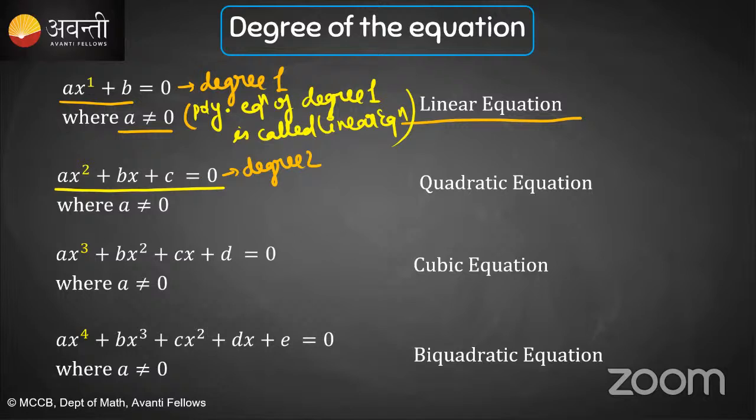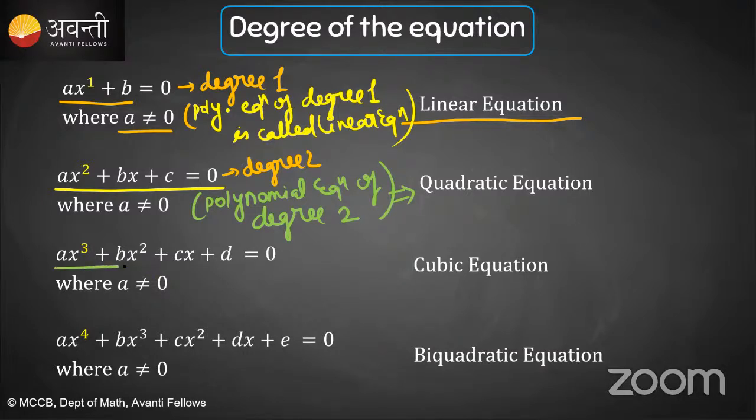So what is a quadratic equation? A polynomial equation of degree 2 is known as a quadratic equation. Is it clear? And similarly, see, ax cube plus bx square plus cx plus d equal to 0.